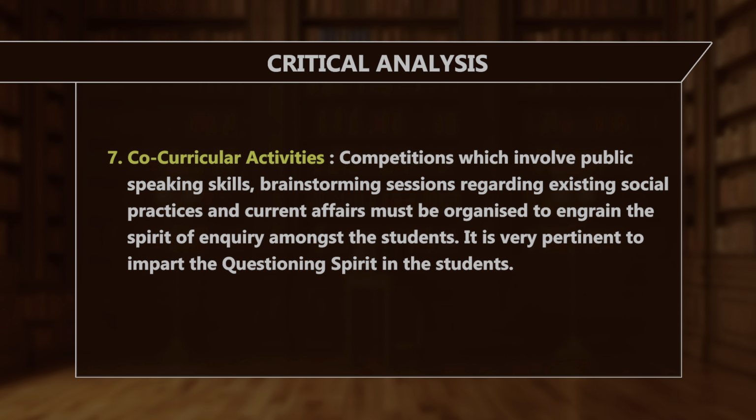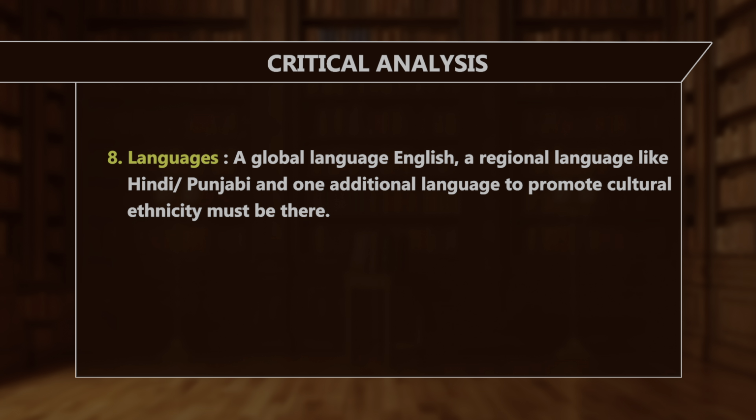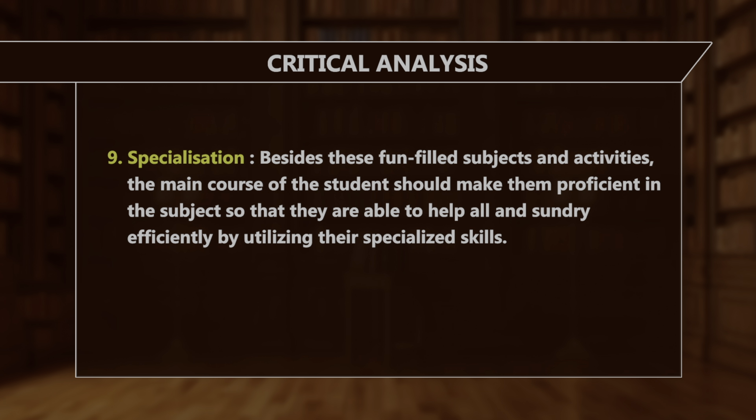Seventh is co-curricular activities. Competitions which involve public speaking skills, and brainstorming sessions regarding existing social practices and current affairs must be organized to ingrain the spirit of inquiry amongst the students. It is very pertinent to impart the questioning spirit in the student. Eighth, languages: a global language, English, a regional language like Hindi or Punjabi, and one additional language to promote cultural affinity must be there.